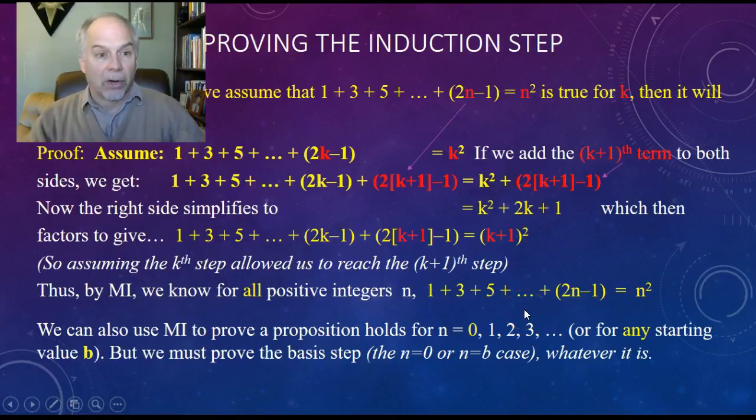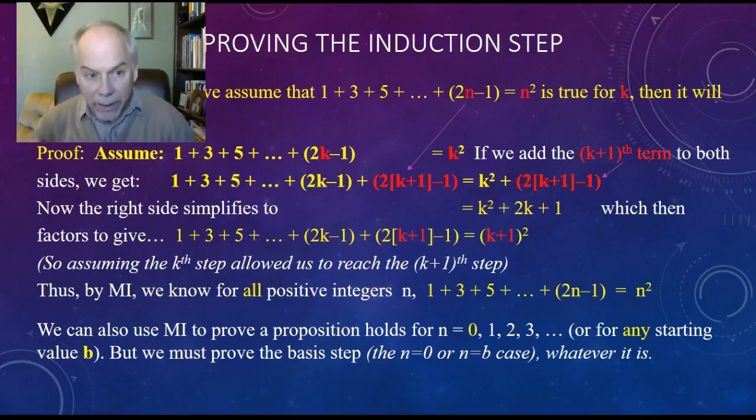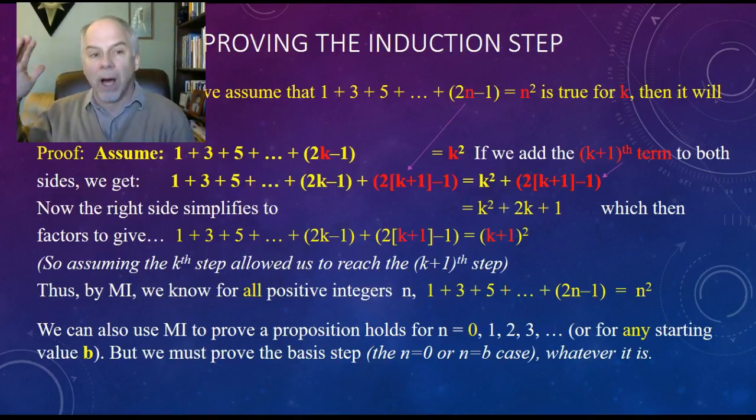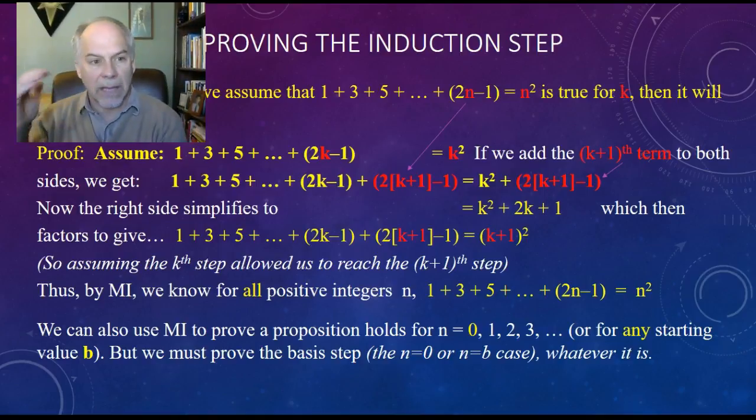So if we wanted to know what's the sum of the first 100 odd integers, well, that would be just 100 squared, or 10,000. So the sum of the first 100 odd integers is 10,000.